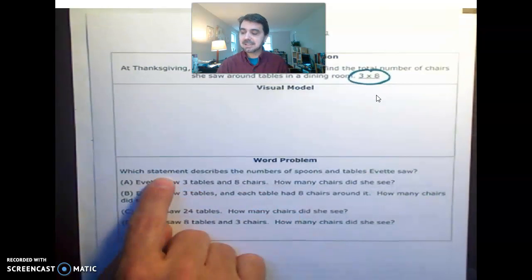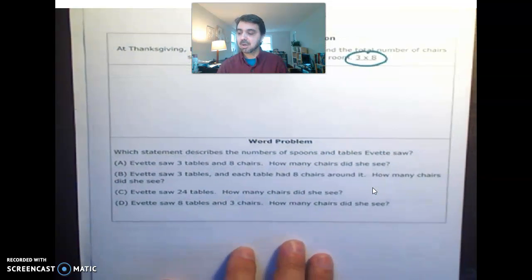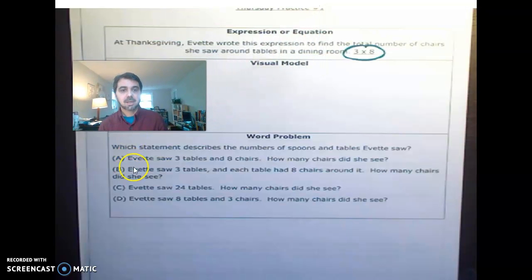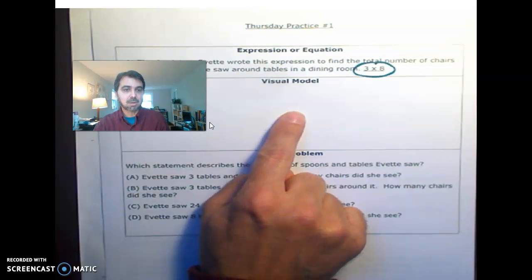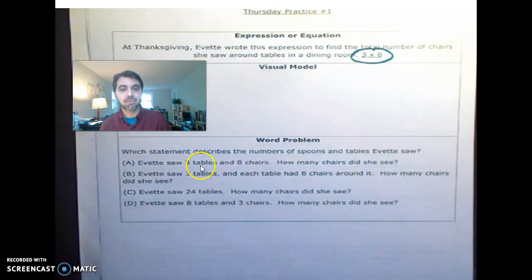So it says down here, which statement describes the numbers of tables and chairs Yvette saw? Okay, so let's look at the first one. Now, by the way, I gave you room for a visual model. You don't have to use it if it's not helpful, but you might want to draw something that helps you to see what's going on, okay? So it says, Yvette saw 3 tables and 8 chairs. How many chairs did she see? Does that really describe what's going on, that there's 3 tables and 8 chairs?